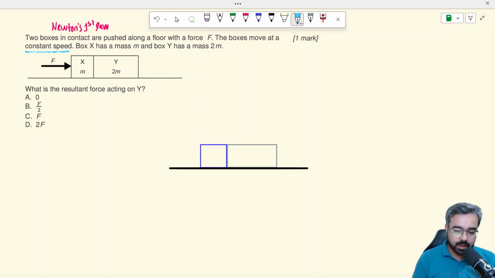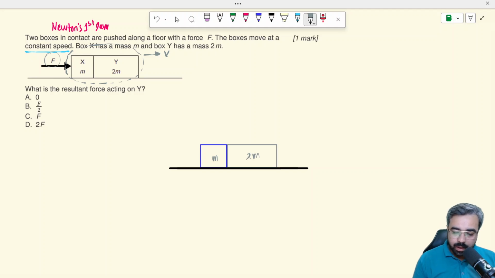But the confusing point is that you are applying a force, and despite that, they are moving at a constant speed. Secondly, the speed of both blocks is the same, which means that they are moving as one system. This is a small block and this is a two times heavier block.